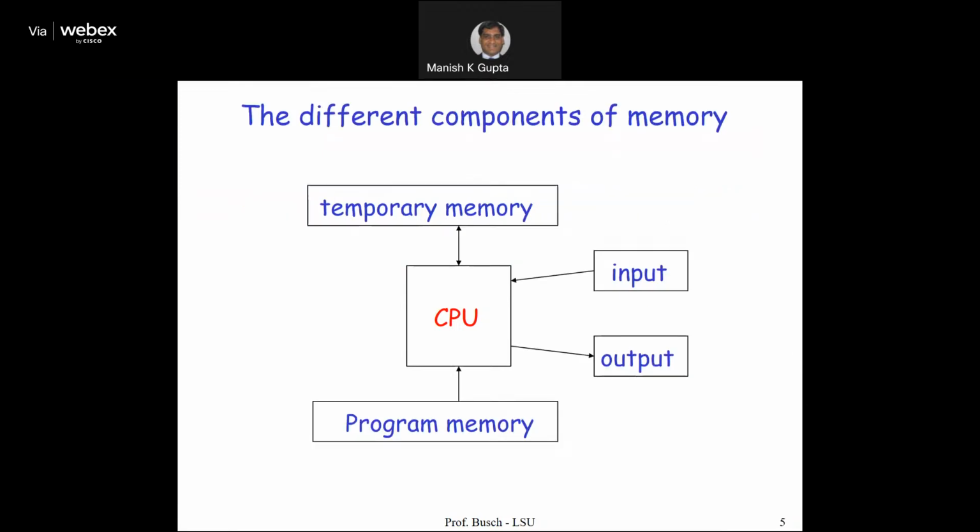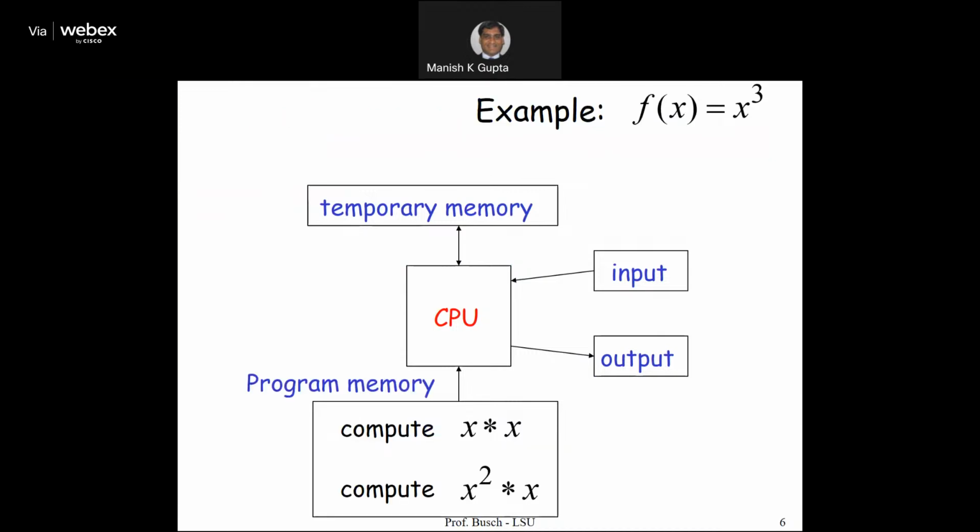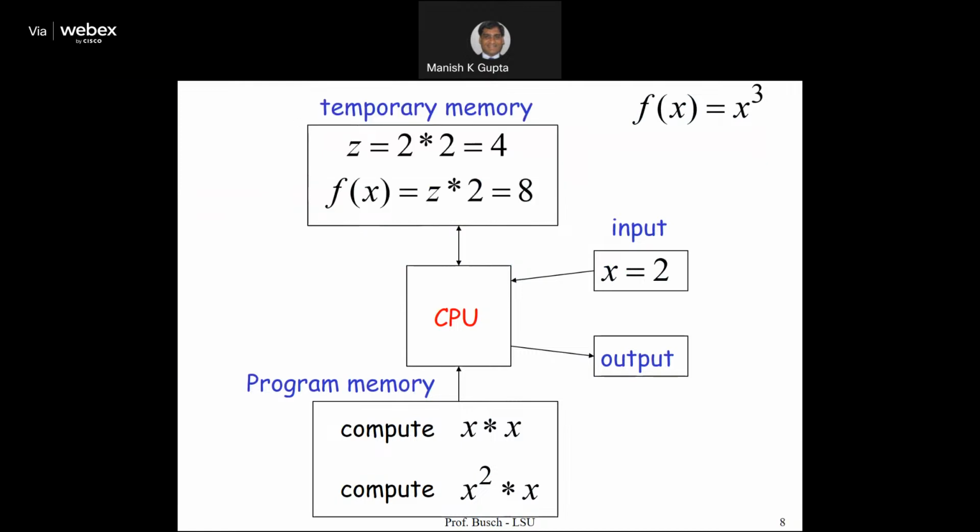Now there are different components: temporary memory, program memory, input and output in the CPU, right? So how does it function? Suppose you want to compute the function f of x equal to x cube. Program memory has this program: compute x into x, then compute x square into x, right? Now if you take some input, say x equal to 2, temporary memory will do this computation based on program memory, and so the output is 8. This you are familiar with, right? Very basic computer science thing.